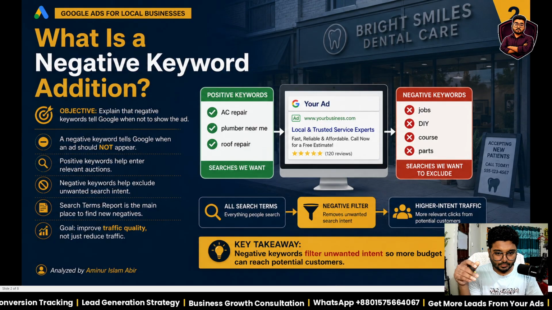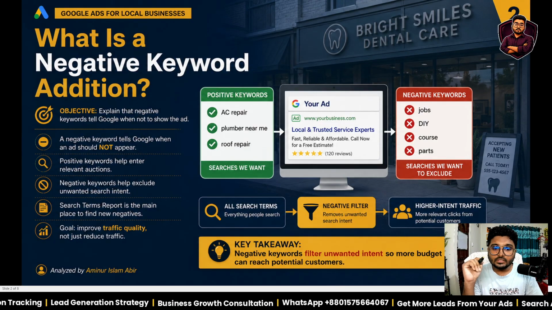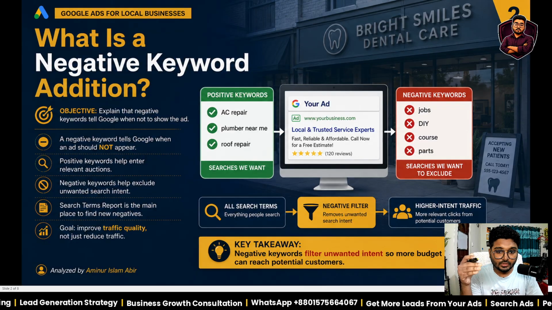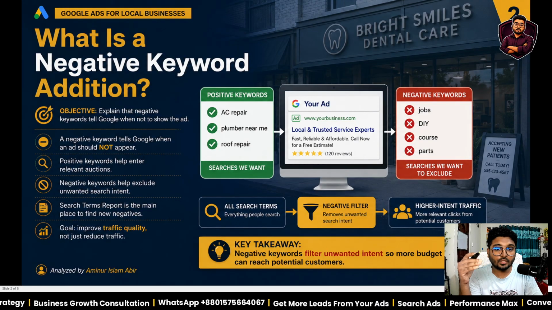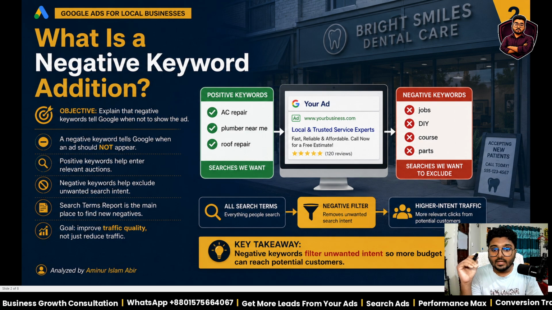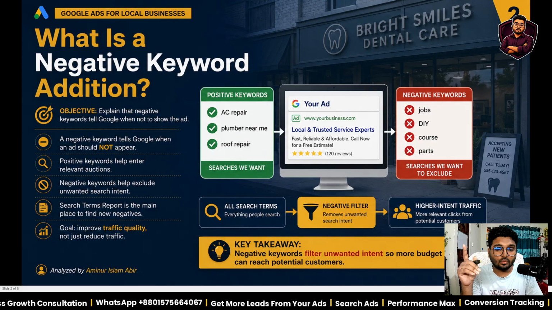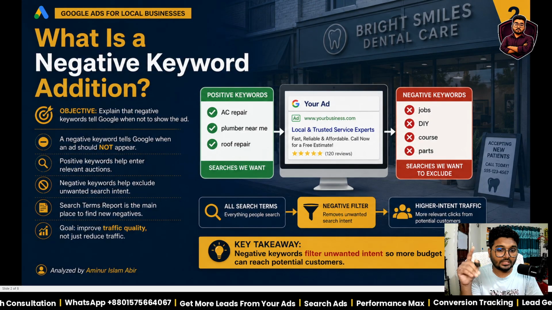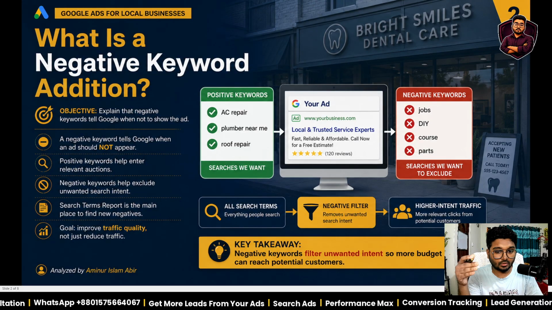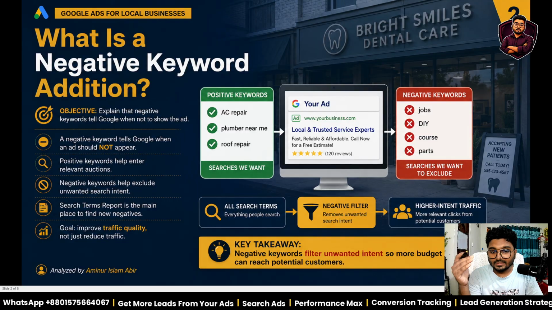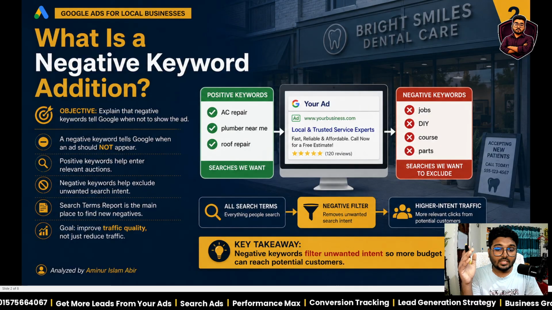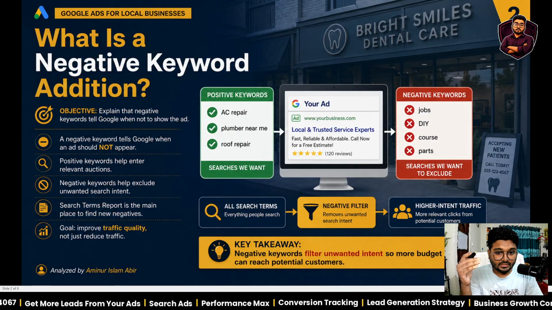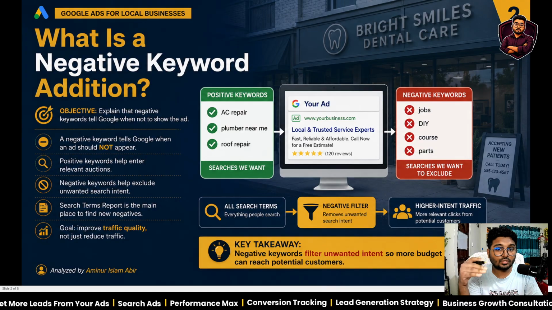This is my slide 2. A negative keyword tells Google when your advertisement should not appear. Positive keywords help the campaign enter useful searches. Negative keywords help stop unwanted searches. The simple idea is: positive keywords equal searches we want, and negative keywords equal searches we want to block. We must also understand the difference between a keyword and a search term. The keyword is what the advertiser targets. The search term is what the customer actually types.